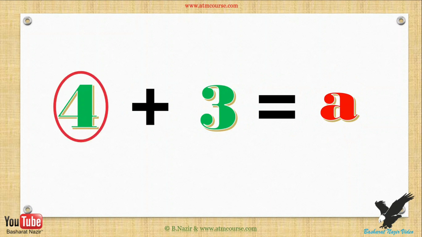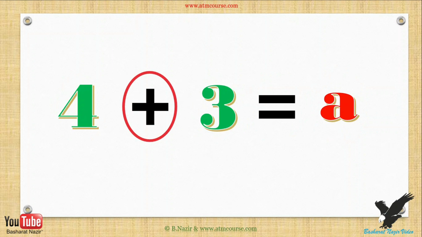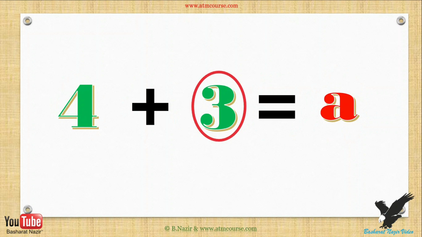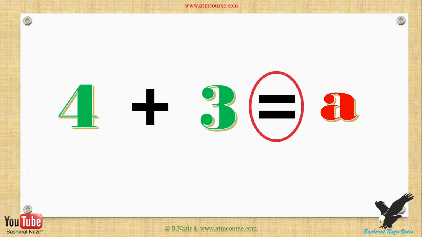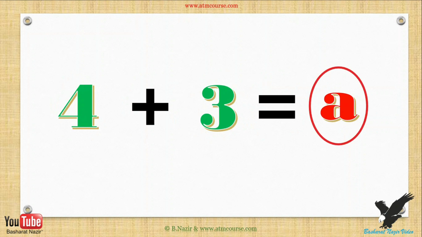On the left side, there is a number, followed by the plus sign, which tells us that an addition operation will follow. Following the plus sign is the second number. Next, we have the equal sign, which tells us that both sides of the equation are in balance, meaning they are equal in value. On the right there is a letter, telling us that the answer needs to be worked out.